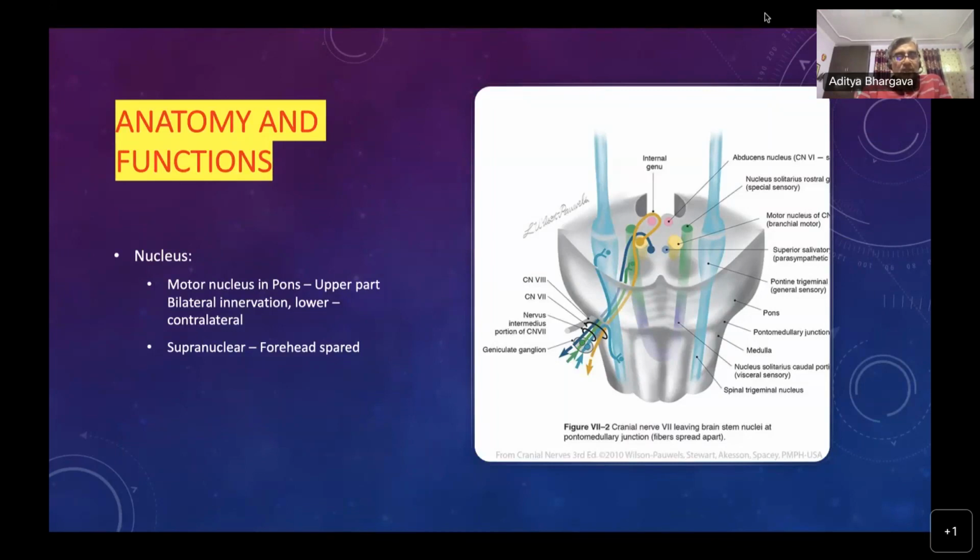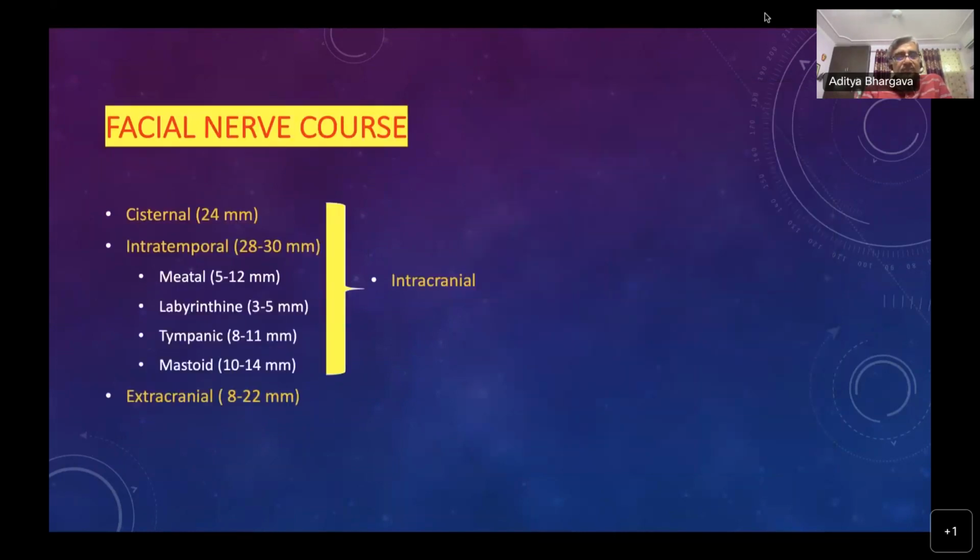The upper part of the nucleus is bilaterally innervated from corticonuclear fibers, whereas the lower part of the nucleus is contralaterally innervated. That's why in the supranuclear type of facial nerve paralysis, forehead wrinkles are spared, which is a very, very common test for distinguishing between supranuclear as well as infranuclear facial nerve paralysis.